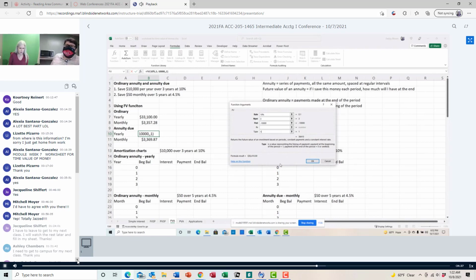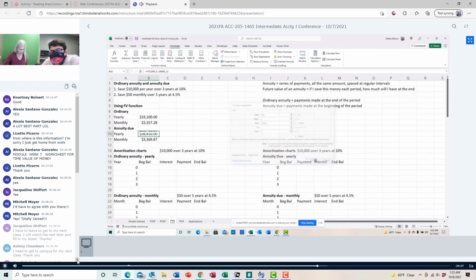Did it work now? Did you get 36,410? Yes. Okay, good. Click OK. And now let's move on to amortization. Okay. And please, yes, mute yourself. Okay, thank you. Now for the amortization charts.